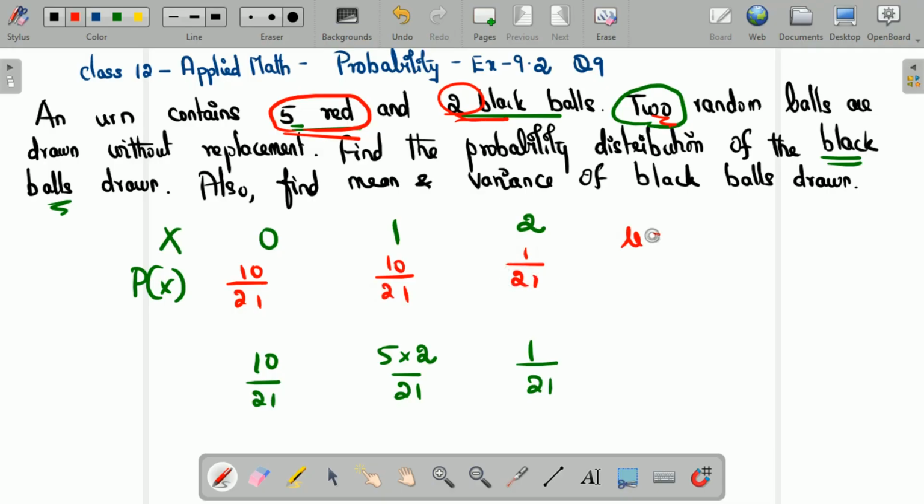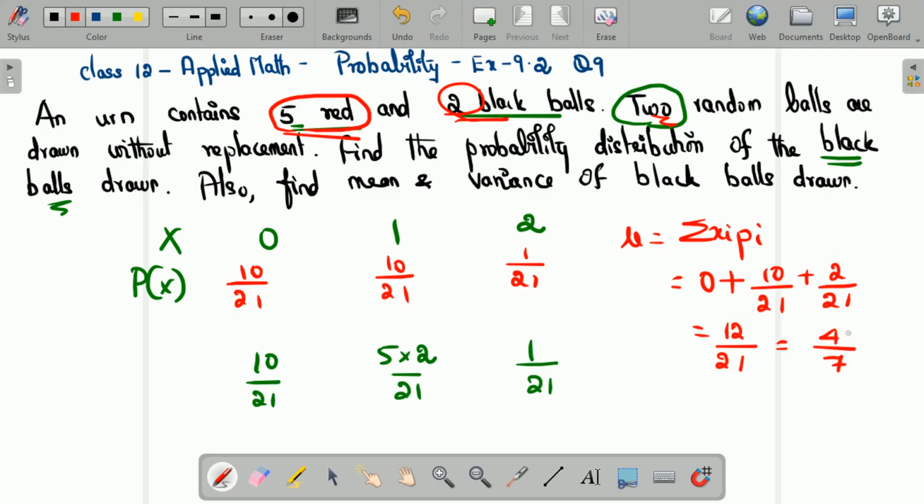Now mu is going to be equal to sigma of xi pi. So multiply 0 into 10 by 21 is 0, plus 1 into 10 by 21. So this is 10 by 21. Plus 2 into 1 by 21. So this is 2 divided by 21, which makes it 12 divided by 21. You put it in 3 tables. This is going to be equal to 4 by 7. So the mean value is going to be equal to 4 by 7.